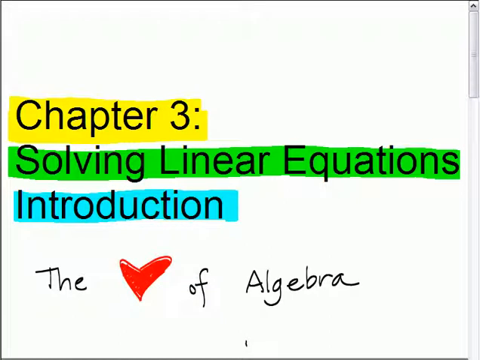Welcome to Chapter 3. This is an exciting day because we are now starting the heart of algebra. So we're solving linear equations. So this is just the introduction. Do not skip this because this will give you a general procedure for solving any linear equation.